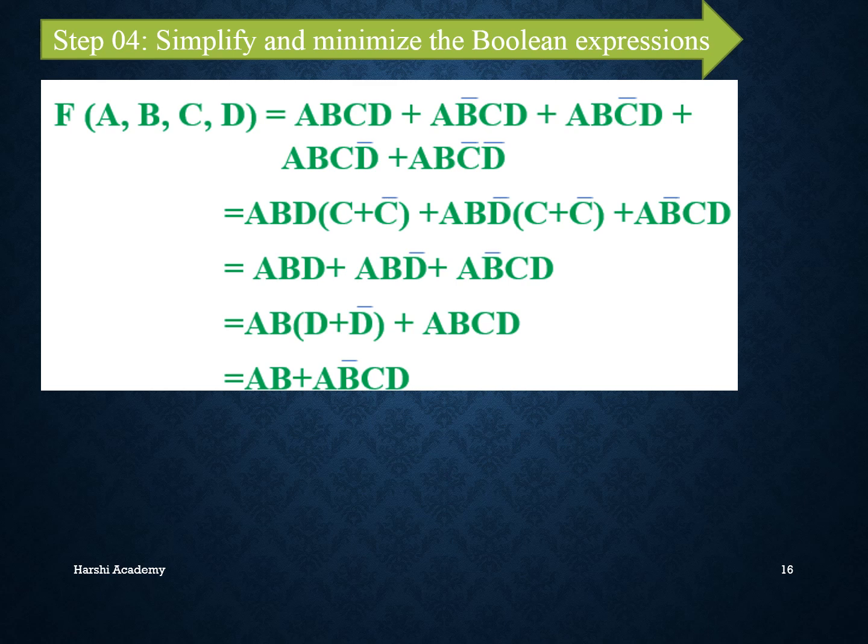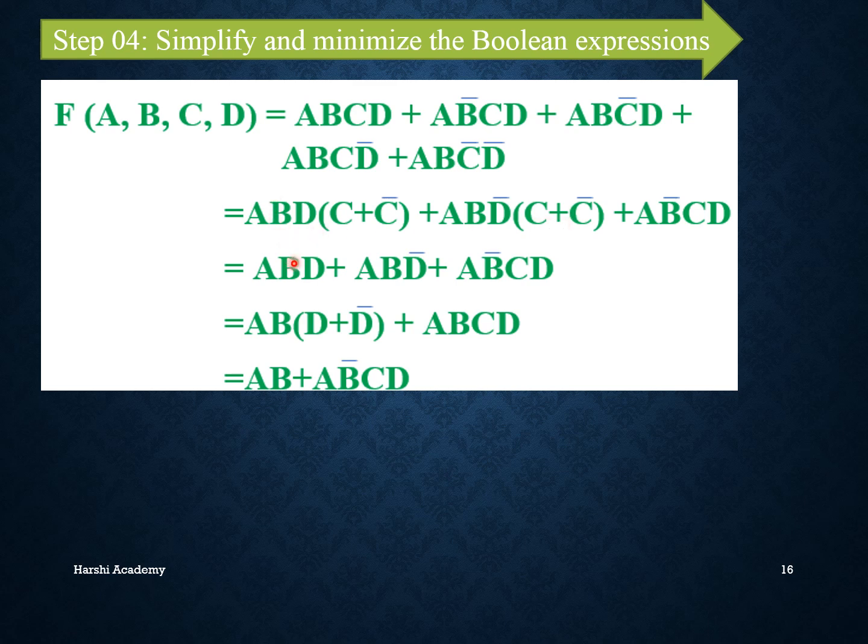Step 4. Simplify and minimize the Boolean expression using the theorems you learned in lecture 2. Please do it yourself. Here we can combine two terms, A B C D and A B C bar D. C plus C bar equals 1 according to the complementarity law. Here A B D bar then C plus C bar. This is also equal to 1.